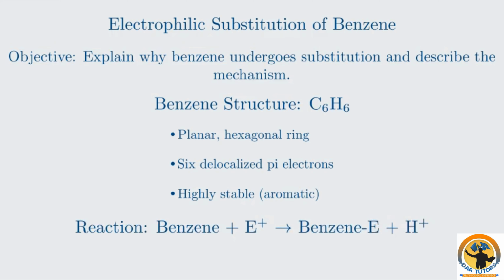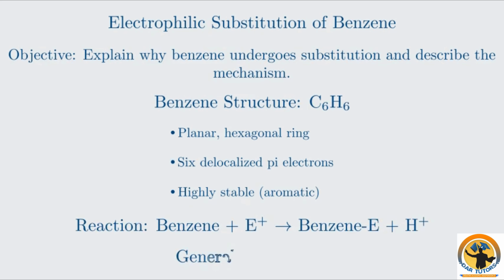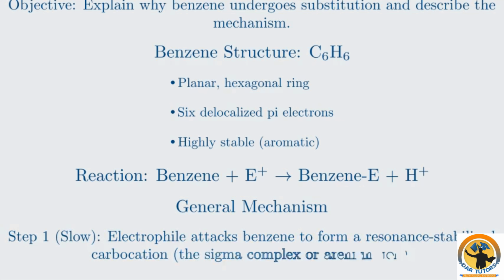However, benzene will react with strong electrophiles in a two-step substitution reaction. An electrophile, E+, replaces one of the hydrogen atoms on the ring. The general mechanism involves two steps. Step 1, the slow rate-determining step, involves the electrophile attacking the benzene ring. The pi electrons of benzene attack the electrophile, forming a carbocation intermediate. This intermediate is stabilized by resonance, with the positive charge delocalized across the ring. However, its formation still temporarily disrupts the aromatic stability, requiring a high activation energy.